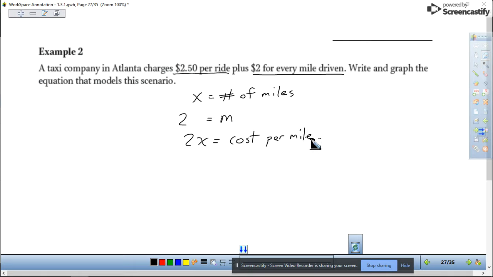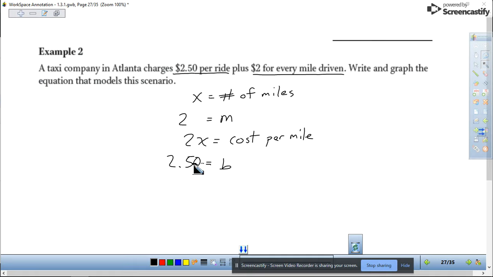And then you're also going to have to pay that ride fee, which is what this is. You have to pay a fee of $2.50 just to ride. Okay? So if we're only talking about one trip, you're only going to have one of these. So it's going to happen one time. So that's going to be your b value. Right? So b is going to be $2.50. That's your initial cost. Just getting in the cab costs you that much money.